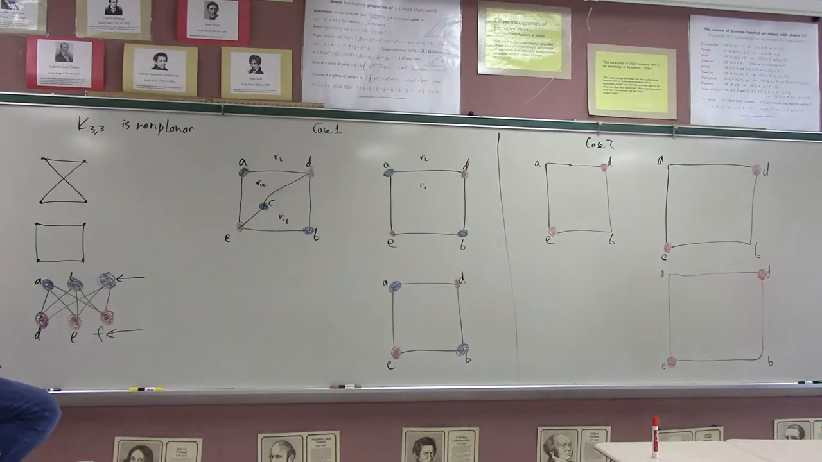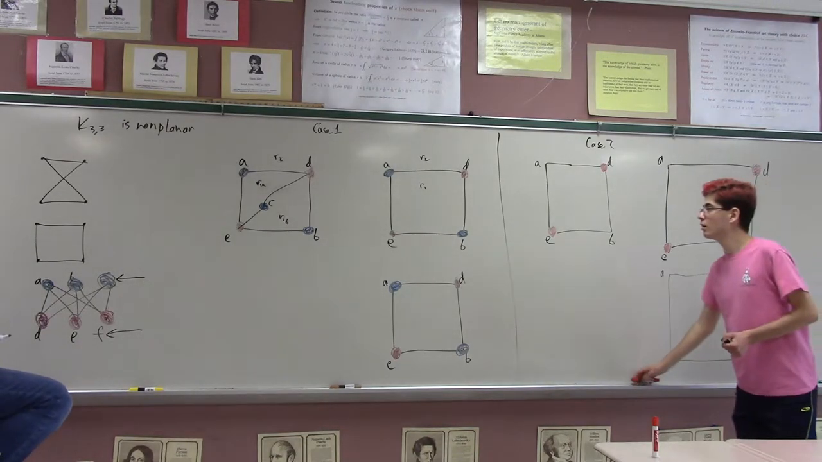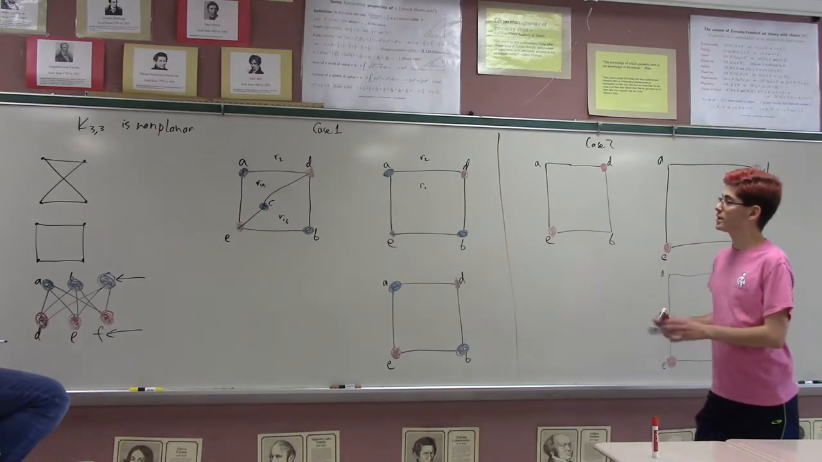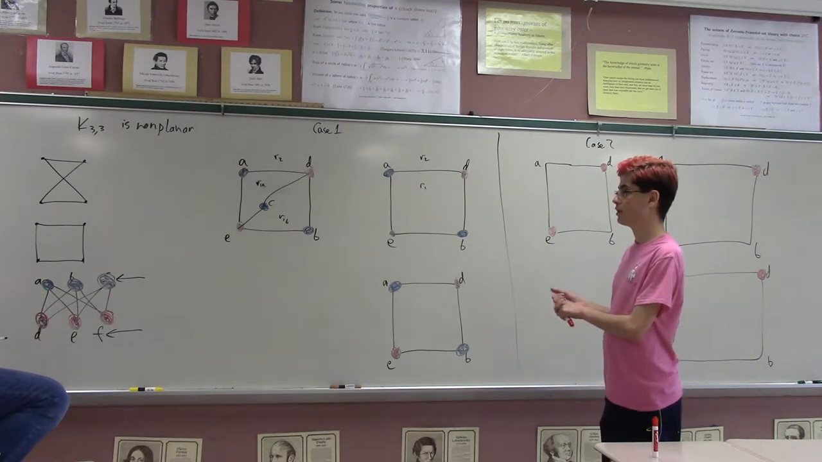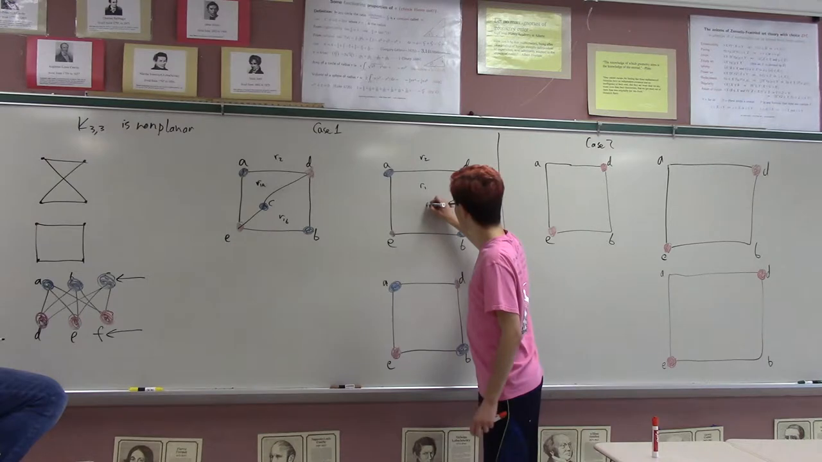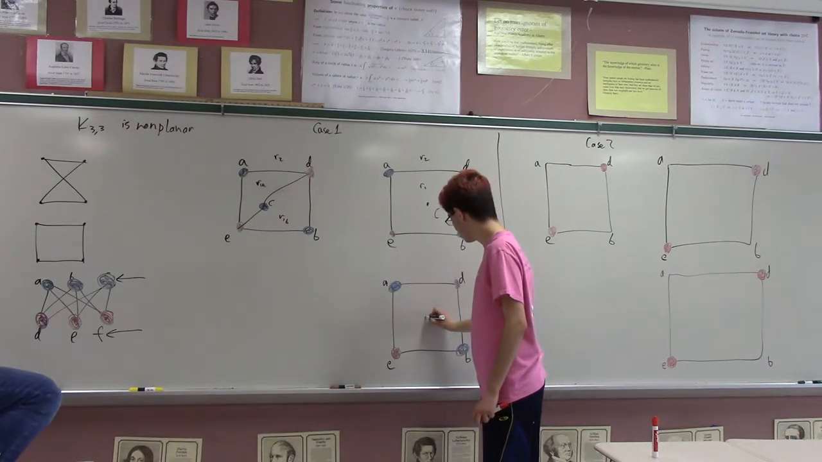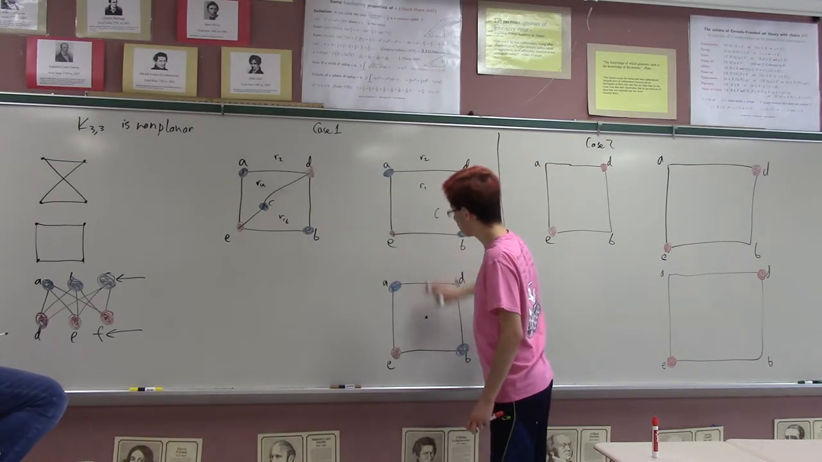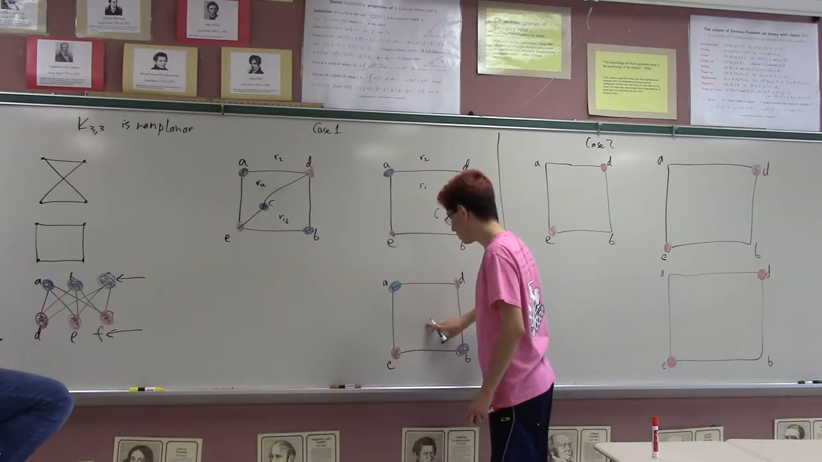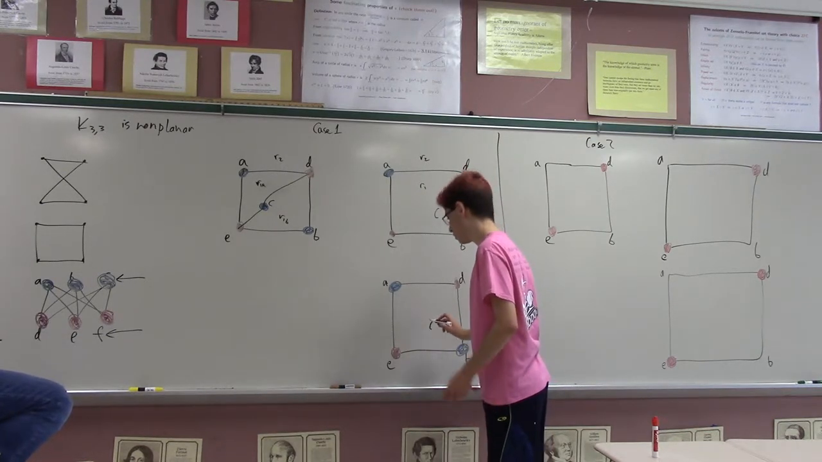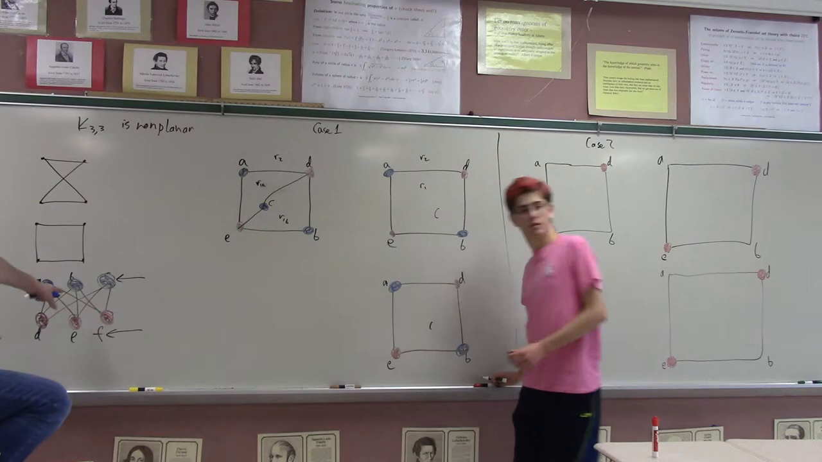Now I have to place point F. Where can point F go? Region 2 or either of the region 1 halves. Yes, there are basically three options now for where we drop the sixth point, the sixth point being F.